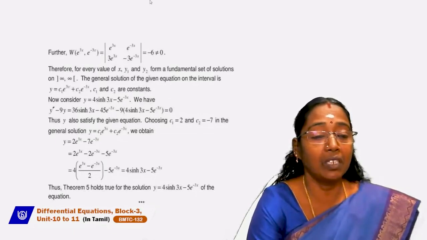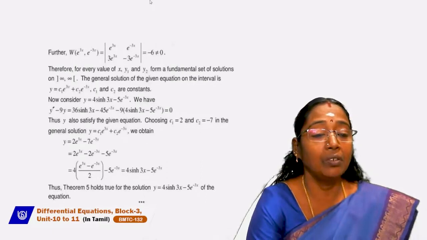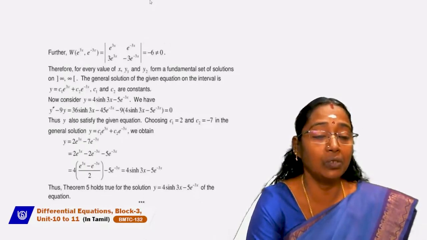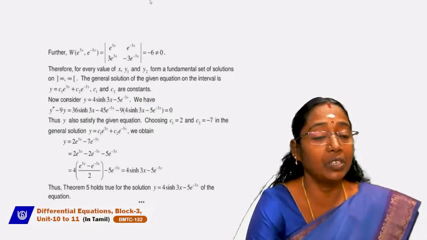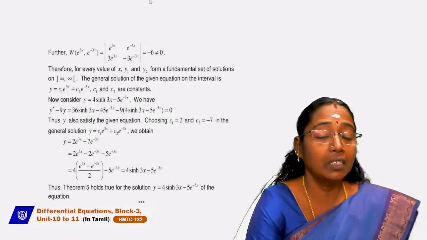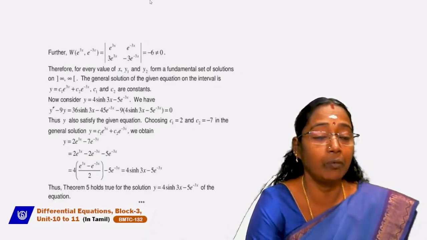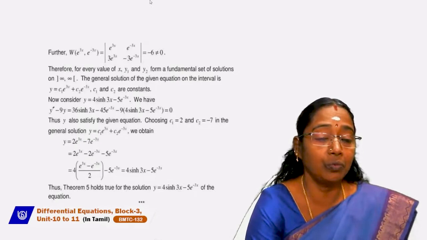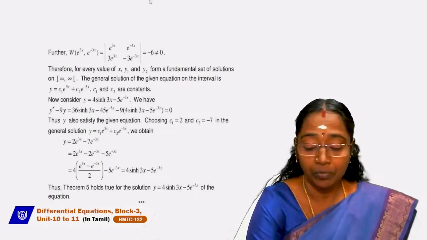So finally we arrive at 2 into e power 3x minus 2 into e power minus 3x minus 5 into e power minus 3x. So this is equal to, you have to bring 4 outside. This value sinh 3x is the hyperbolic function. The hyperbolic sine function has the identity sinh 3x equal to e power 3x minus e power minus 3x divided by 2. So you substitute the value. Therefore, this y also satisfies the given equation. Therefore, theorem 5 holds true for the solution of the given equation.